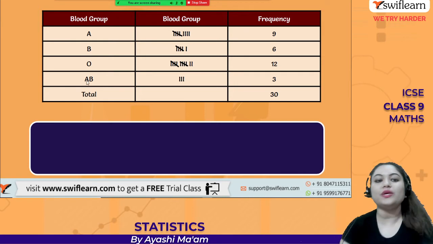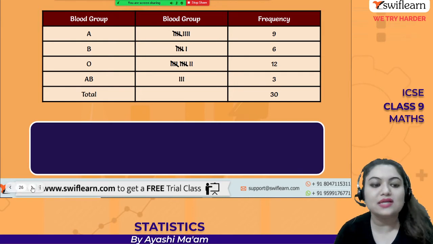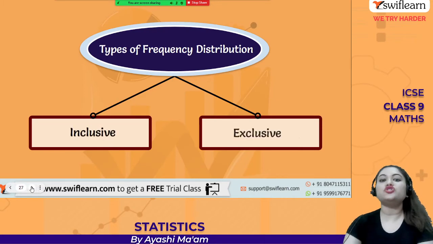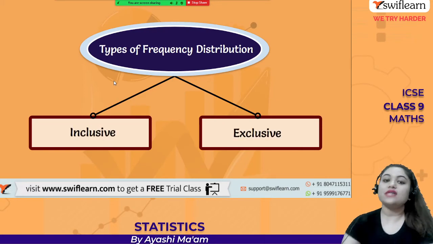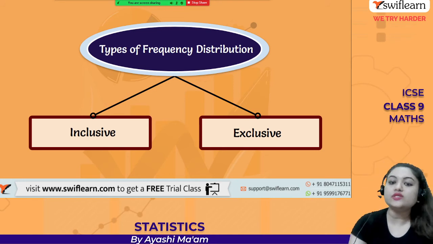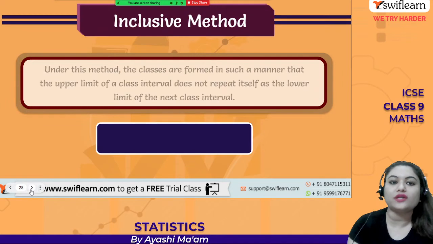Most rare blood group is AB, because the frequency is lowest, that is 3. Okay, that's how you can reach conclusions. Now, types of frequency distribution. Frequency distribution is of 2 types, inclusive and exclusive. Let's see what it is.